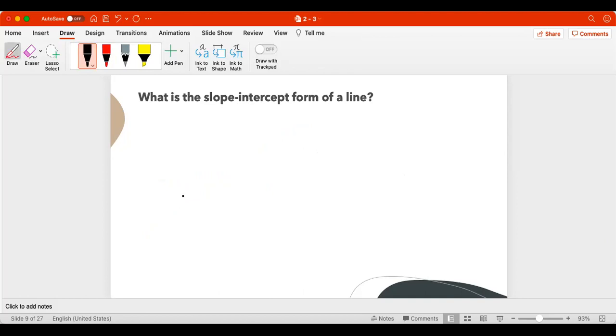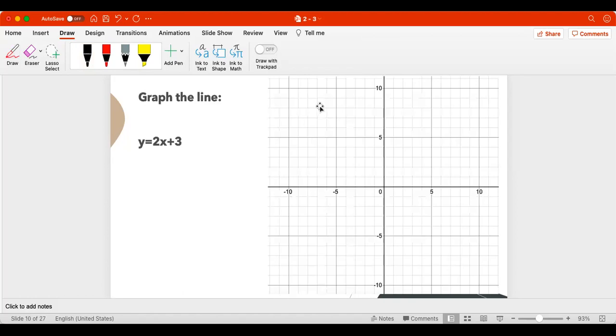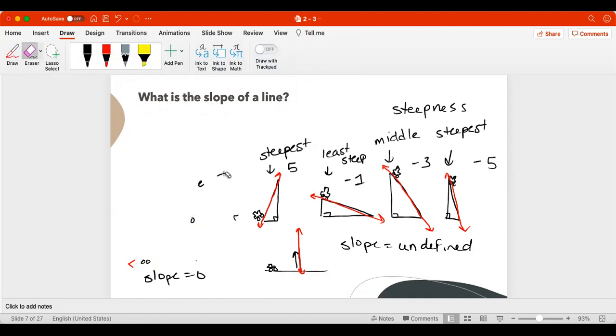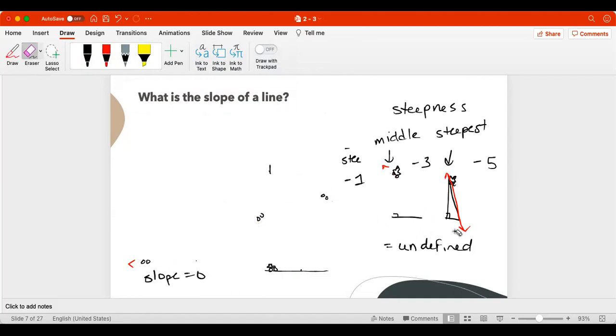Before we talk about the slope-intercept form of a line, I want to look at a few examples. So I'm going to come right back to this one. But I'm going to go back to where we were talking about the slope of a line. I'm going to clear this, and I'm just going to give you an example, and then we'll talk about the slope-intercept form. So let me erase. Just a second here. I'm going to draw a line and we're going to figure out that slope.